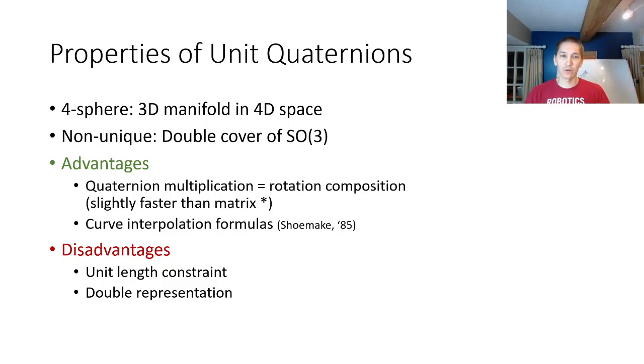It has some advantages. Quaternion multiplication is equivalent to rotation composition. There are some quaternion multiplication expressions that you can look at, and it's slightly faster than matrix multiplication. There are also some nice curve interpolation formulas on the 4-sphere. This is called spherical linear interpolation, and this can give you geodesic rotations between 2 different points on this quaternion sphere with a bit of care. However, there are some disadvantages. One is that we have to deal with this unit length constraint, and there's also this double representation problem that we have to deal with during interpolation and other representation problems.